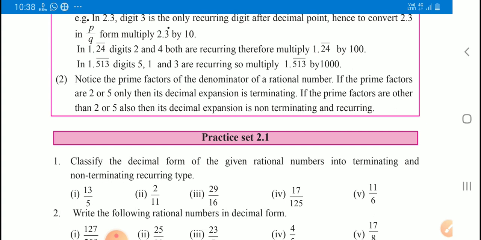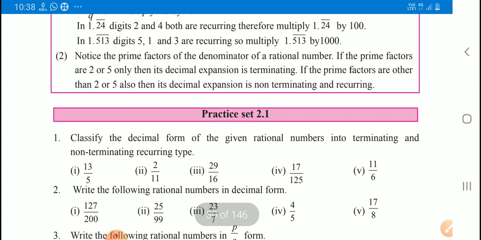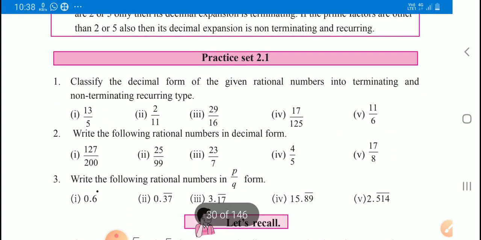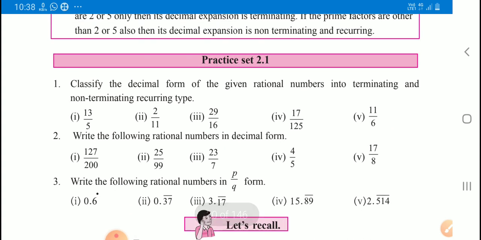Notice the prime factors of the denominator of a rational number. If the prime factors are only 2 or 5, then its decimal expansion is terminating. If the prime factors are other than 2 or 5, then its decimal expansion is non-terminating and recurring. So by using this information, you have to solve practice set 2.1.